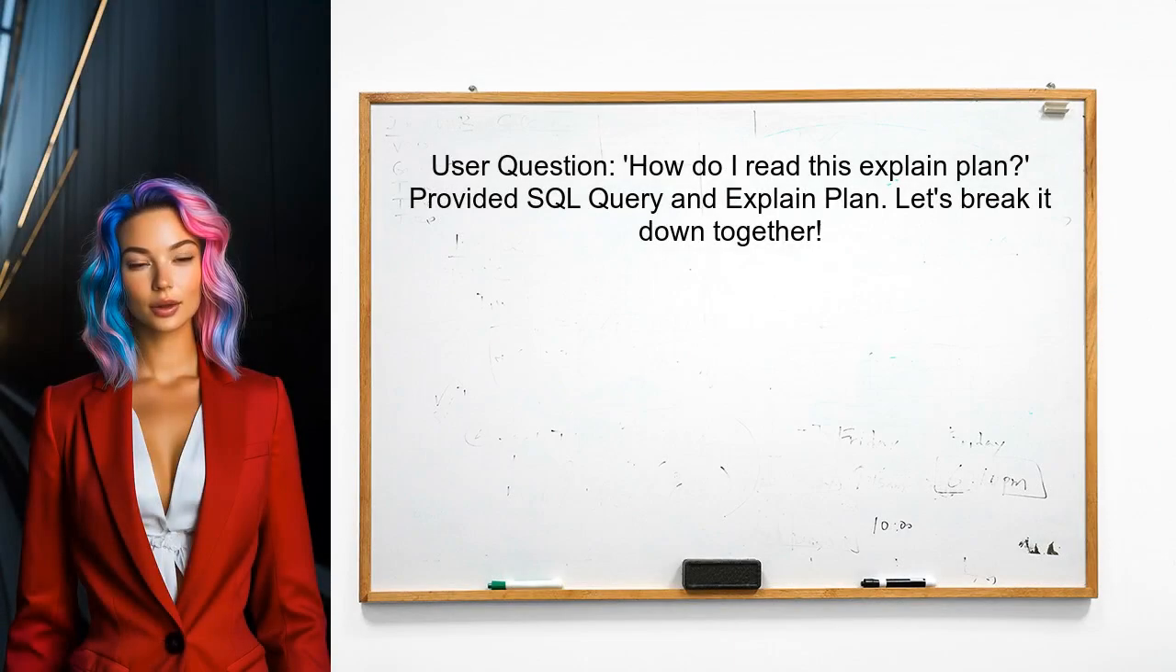Let's set the stage with a specific question from a user. How do I read this explain plan? They provided a complex SQL query and its corresponding explain plan, and they want to understand it better. Sound familiar? If so, let's break it down together.